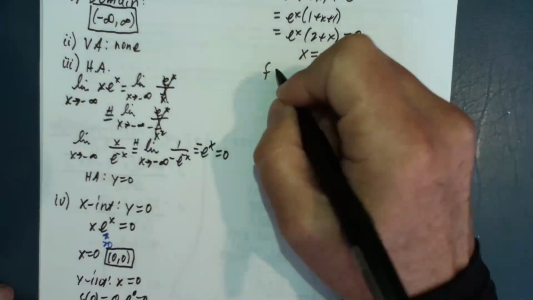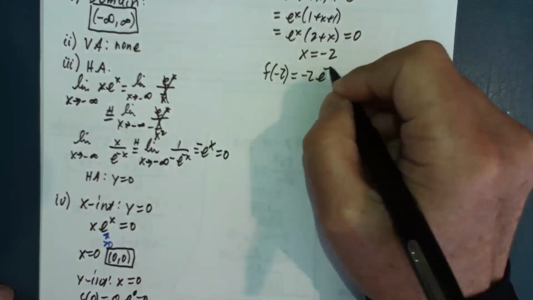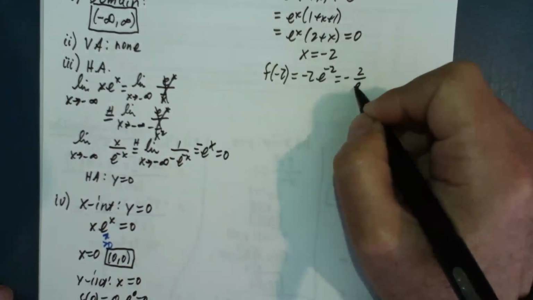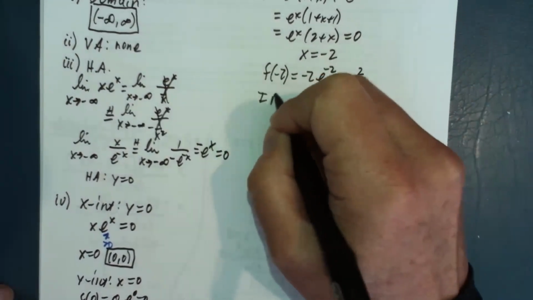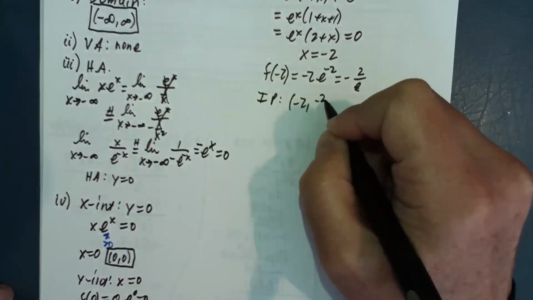Let's see what that point will be. F of negative 2 is negative 2 times e to the negative 2, which is negative 2 over e. So our inflection point is the point negative 2, negative 2 over e.